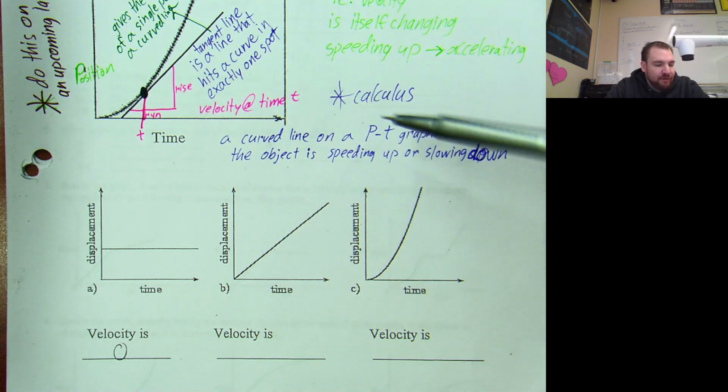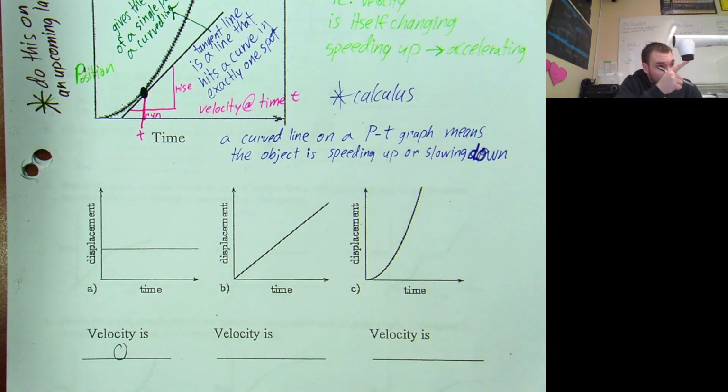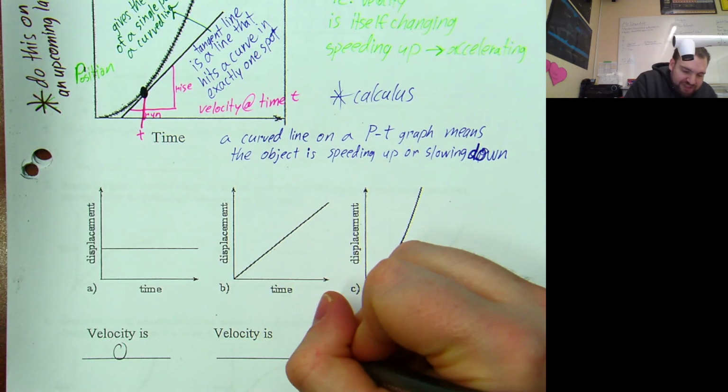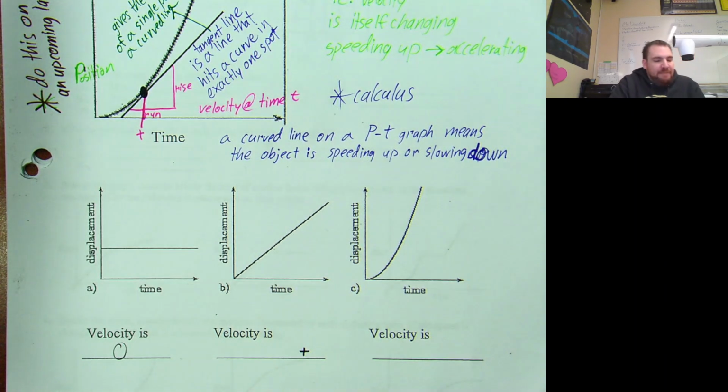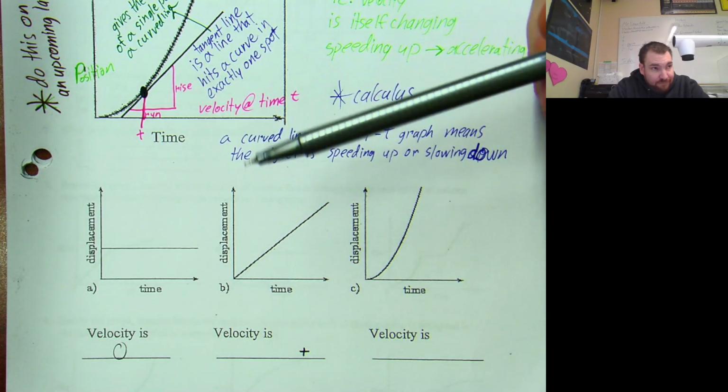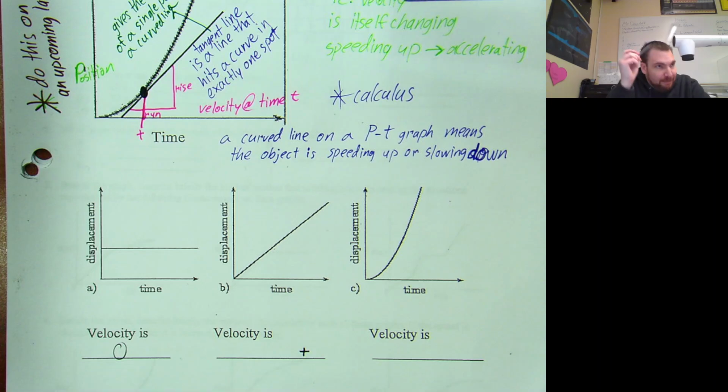What can you tell me about it? Slope is going to be positive. So in this case, the velocity is positive. What does that mean? From its original position or the starting point, it is heading in a positive direction. So positive north or direction, yes.